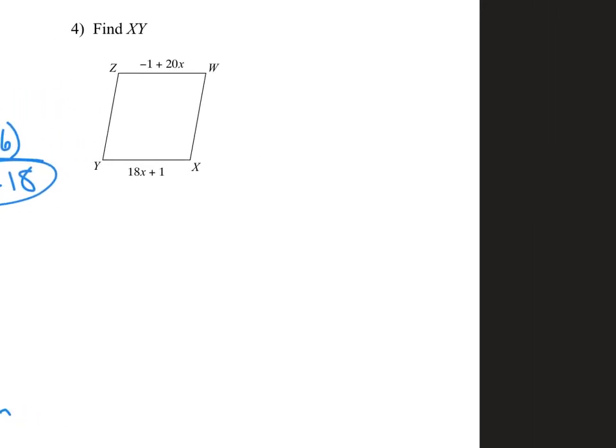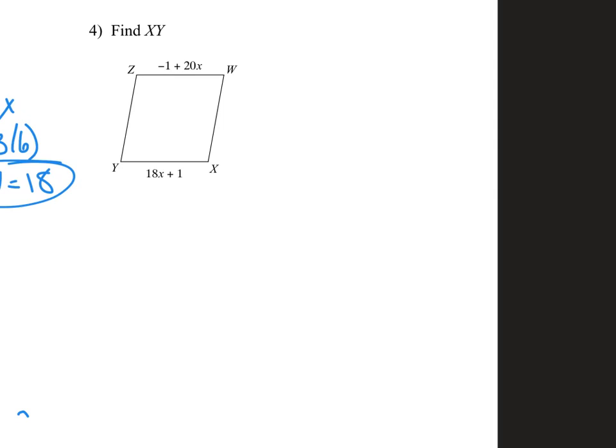Okay, and then find XY. So XY is this one. XY is equal to 18x plus 1. When I find x, it's a different x. This is a little x, that's a big X, so that's the difference. Big X's are angles, and little x generally refers to sides when we're in geometry.